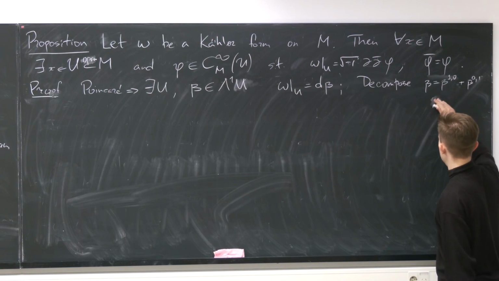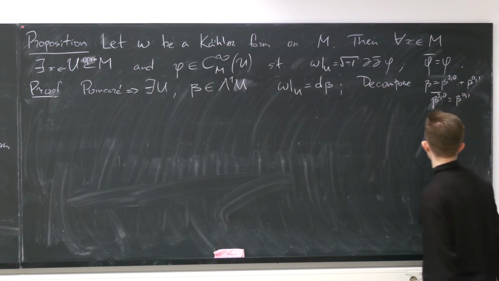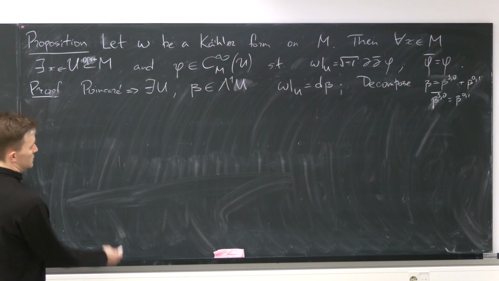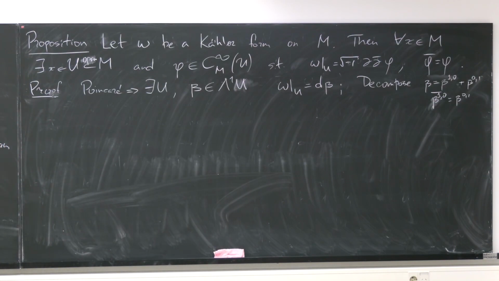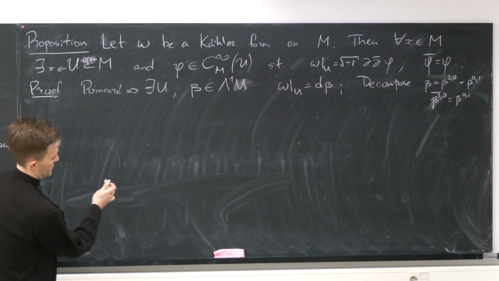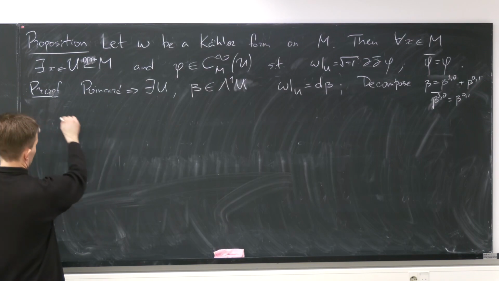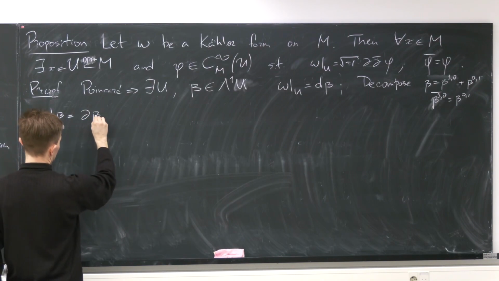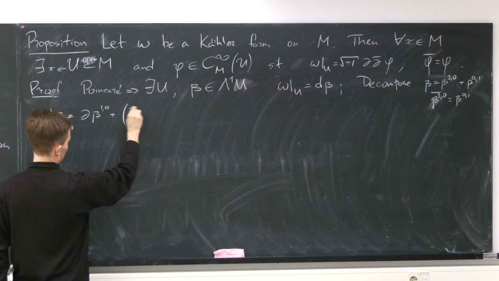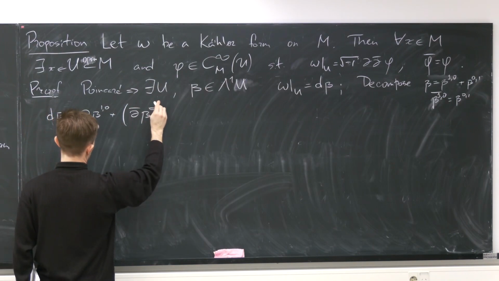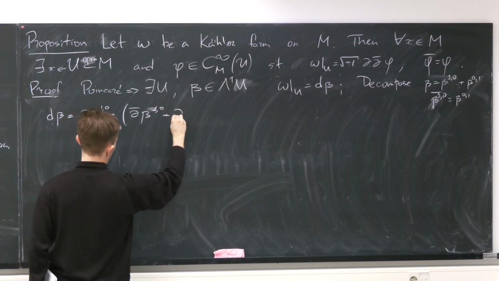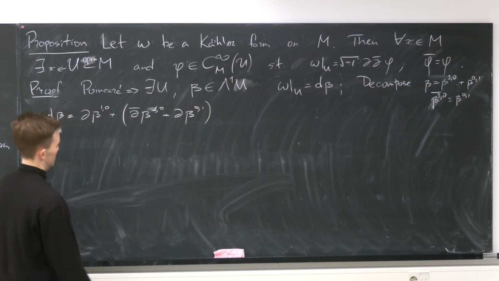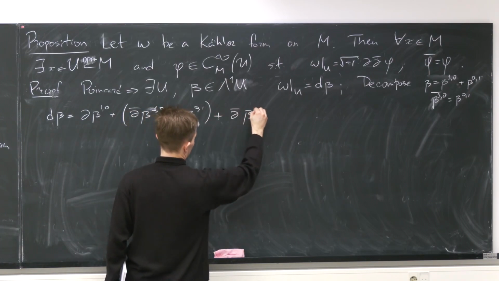They are complex conjugate because beta is a real form. So this Poincaré lemma works for real forms. So then let's write the differential of beta. So what is it? It's del beta 1,0 plus del bar beta 0,1, del bar beta 1,0 plus del beta 0,1, and plus del bar beta 0,1.